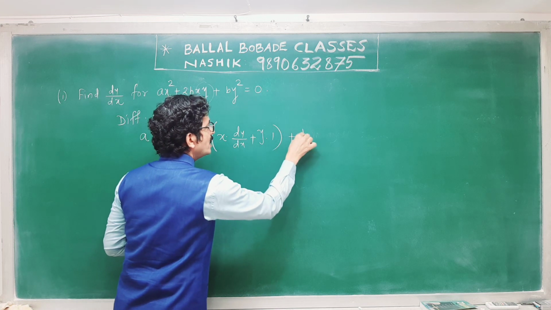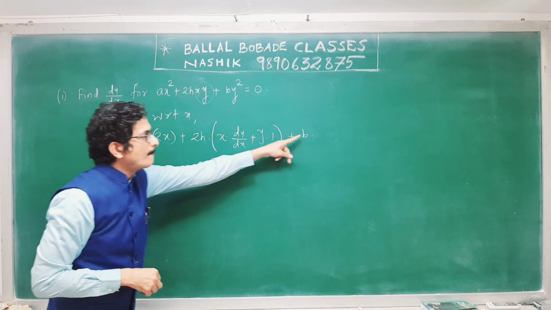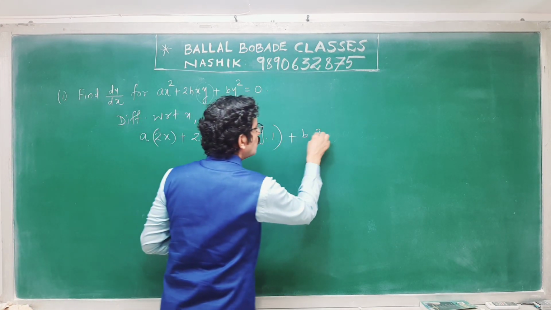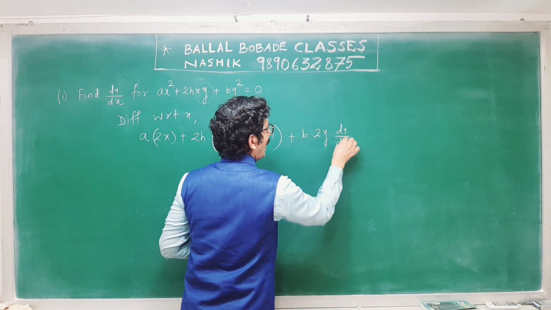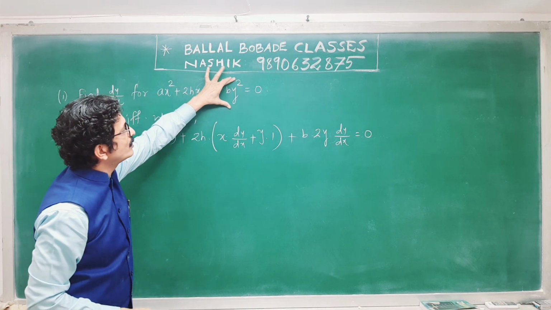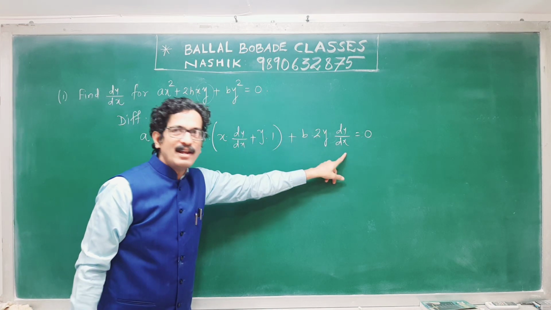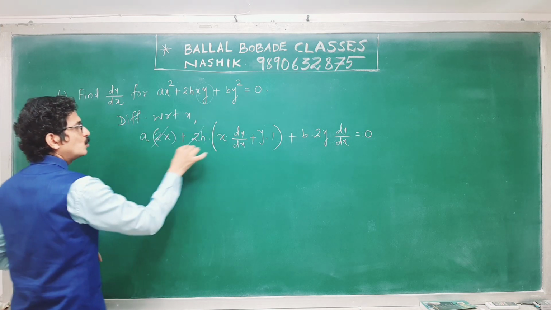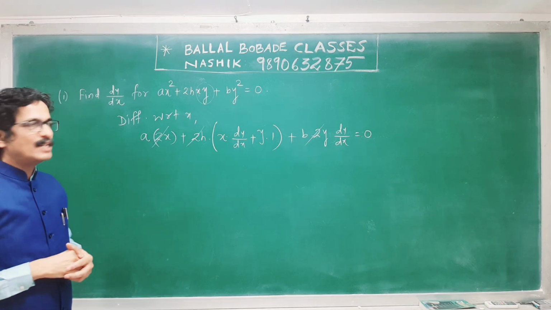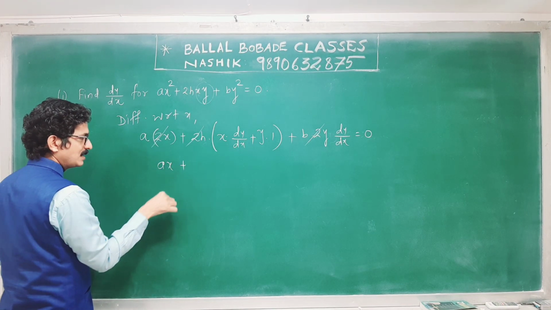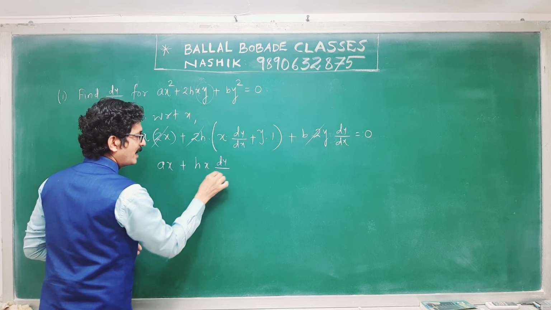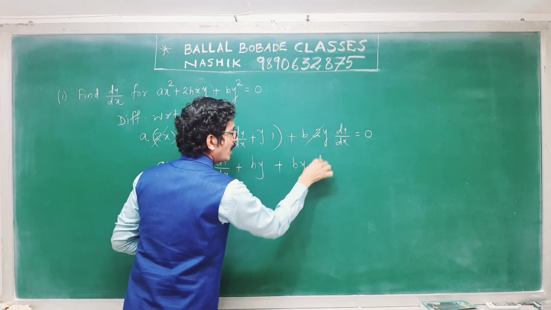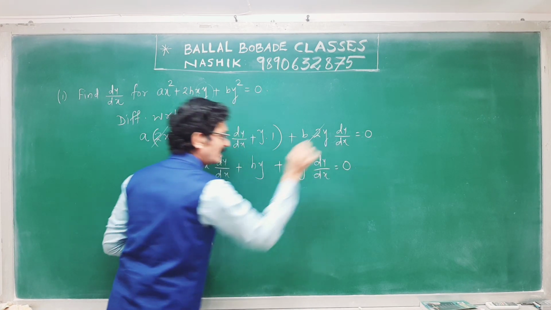Alright, now b into, have a look, is b a constant? Yes, so please keep b as it is. Derivative of y square is 2y dy by dx. As it was explained, when you find derivative of terms in y, same as x but multiplied by dy by dx. Alright, now simplify that. You see, you can cut 2 from all the terms because right side is 0. ax plus h x dy by dx plus hy plus b y dy by dx equal to 0.